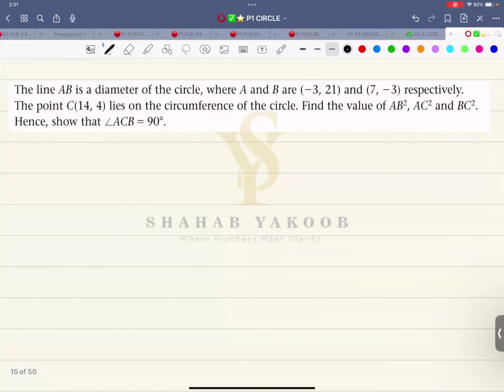Another thing, the line AB is the diameter of the circle, where A and B are such and such respectively. The point C lies on the circumference of the circle. Find the value of AB square, AC square, BC square, hence show that angle ACB is 90. Again, we have done things like this in class. And which property will be used? You will soon find out.